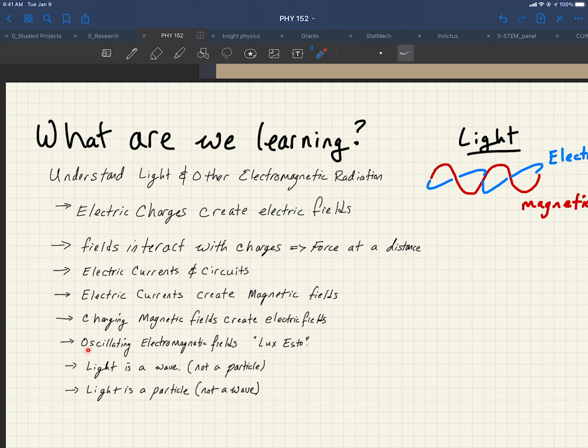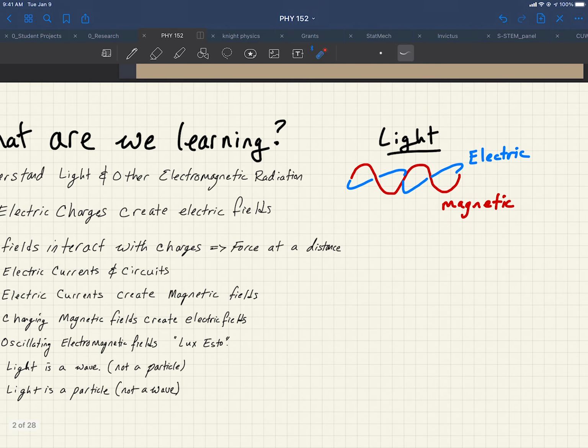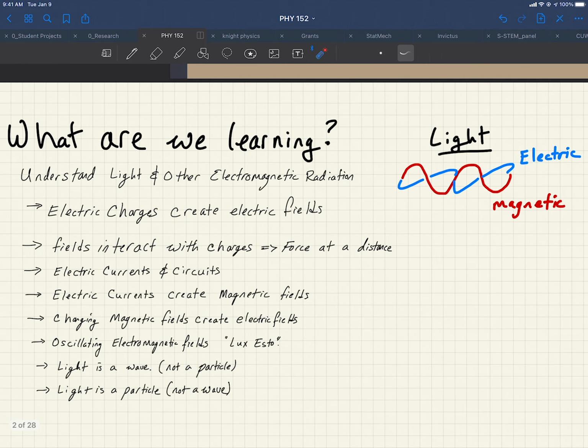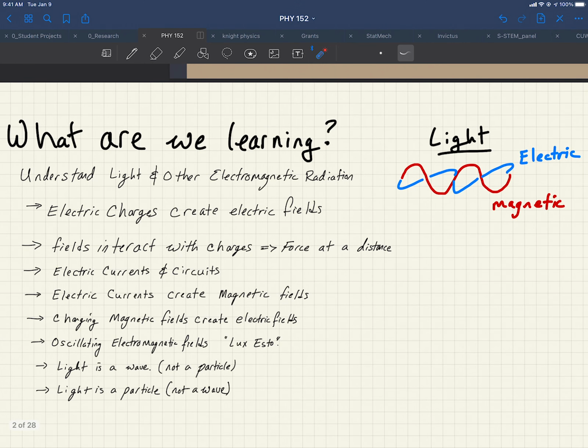Well, once you add in some oscillations or waves, you've got light. So we get these oscillating electric and magnetic fields that produce one another that cause self-propagation, which is what we refer to as light. And so then we're going to understand from that that light is a wave. It is not a particle.